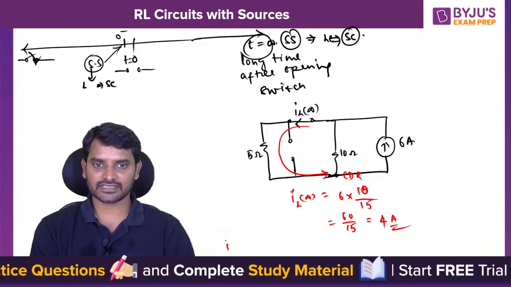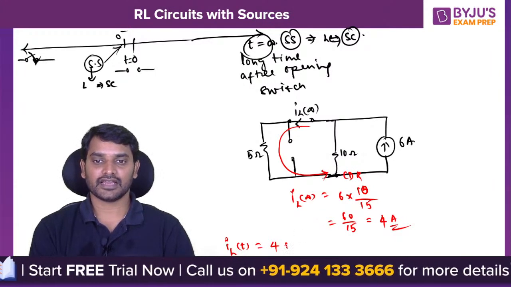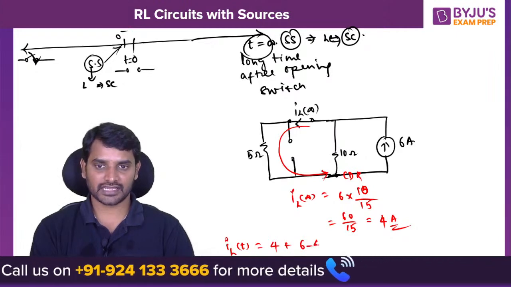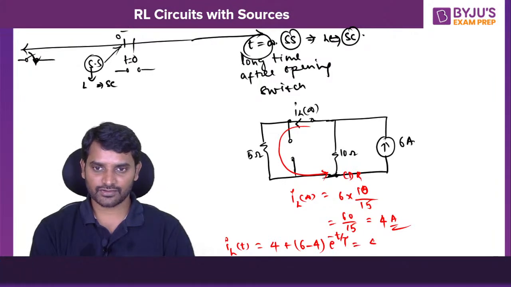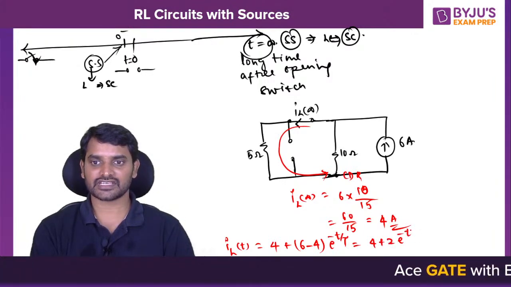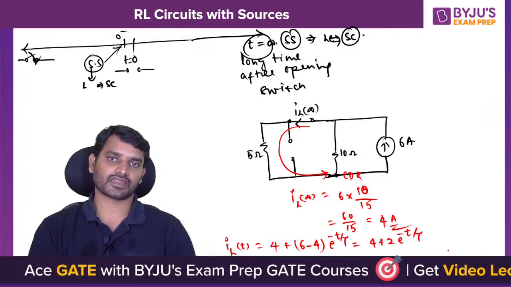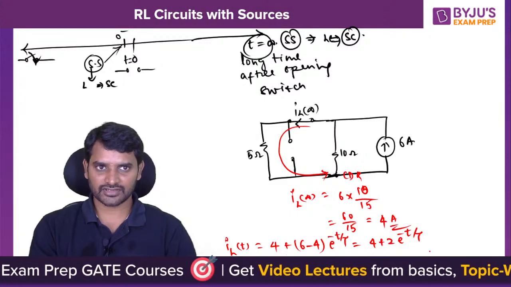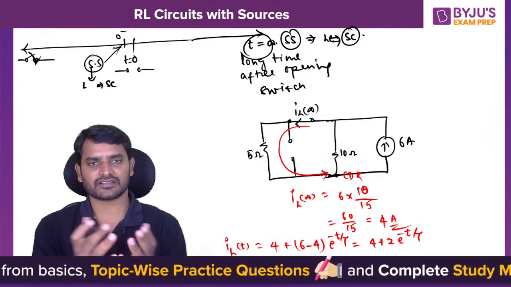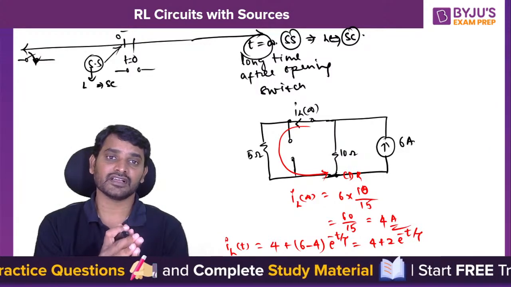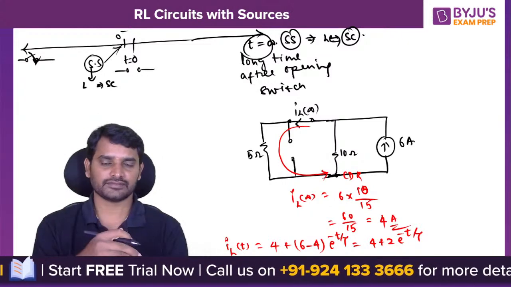Now if you write the equation, IL of t is equal to IL of infinity, which is 4, plus IL of 0, which is 6, minus IL of infinity, 4, into e power minus t by tau. So I will get this equation as 4 plus 2 into e power minus t by tau. What is tau? Tau is the time constant, right? Within one time constant, around 63.2% of the total energy is going to be dissipated or stored.